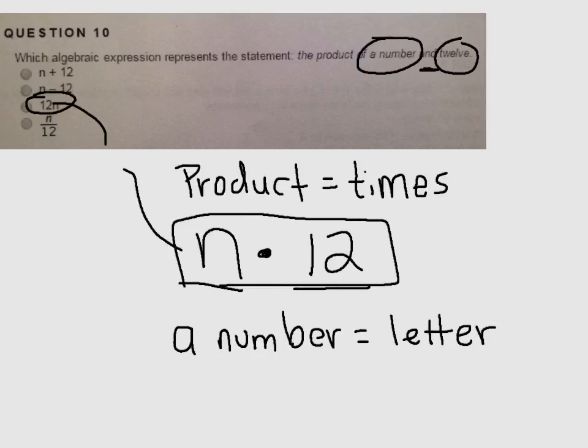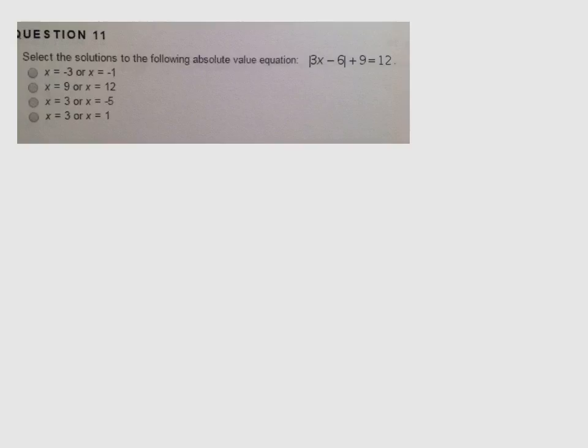Let's move on to question number 11. Select the solutions to the following absolute value equation. Okay, there's different ways we can do this problem. We could either plug in the x's to see who works, or we can work it out and solve for x. I'm going to go ahead and solve for x. So here's what we have. I'm going to put a line down the equal sign.